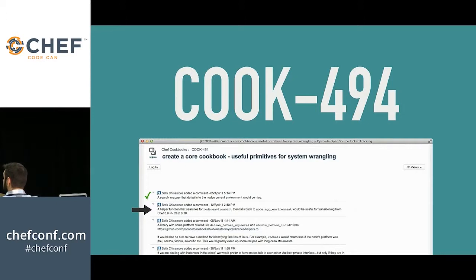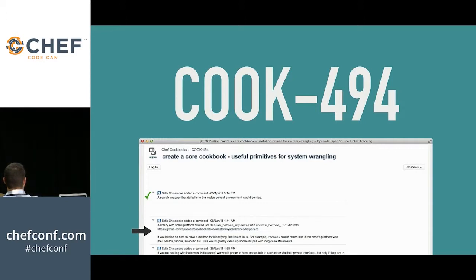And the next one was a helper function that searches for node environment and falls back to node app environment, if you remember that renaming that happened between Chef 9 and 10. Except we were on Chef 11.10 when I started working on this, so I said that's not really a thing anymore. We're not going to worry about that.